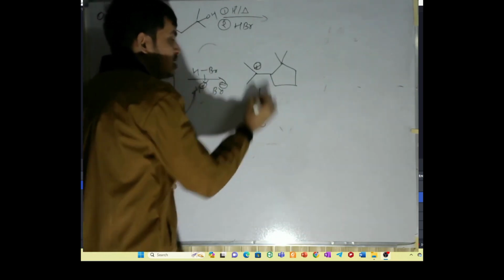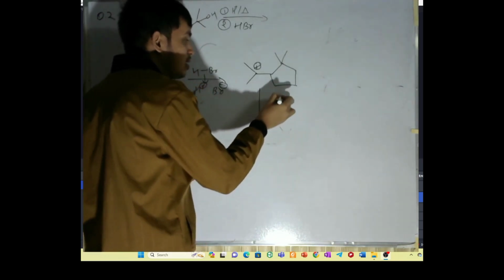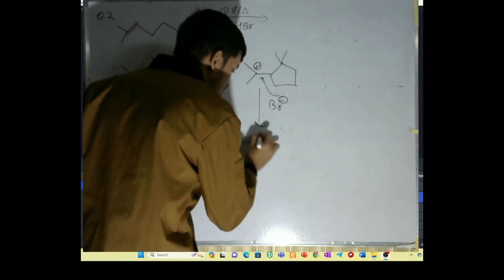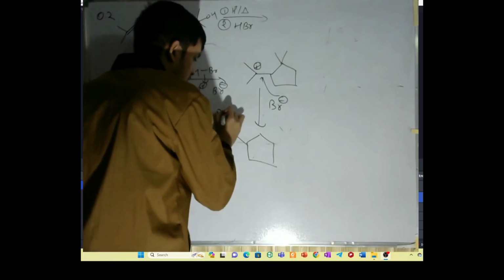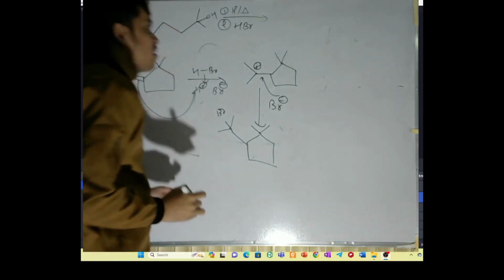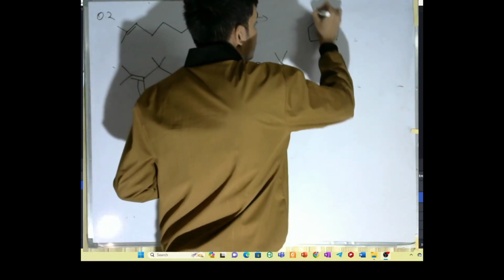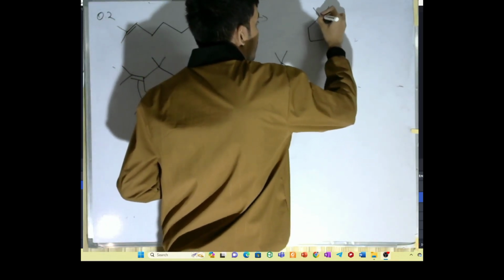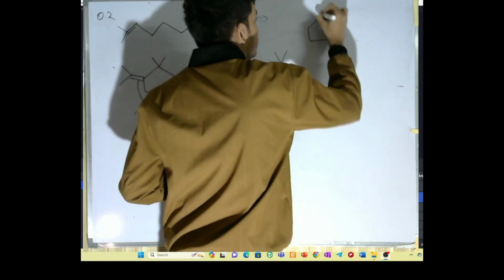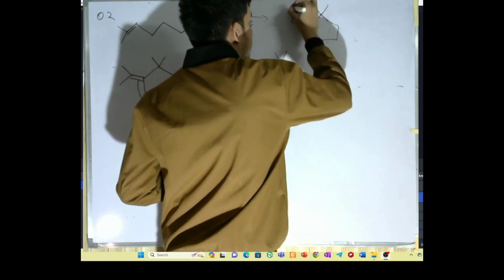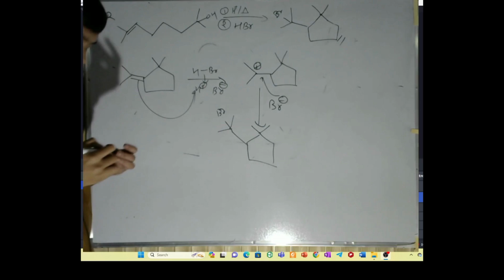Okay, so now at this carbocation, which is again an electron deficient center, the bromide ion will attack here, resulting in the final product, that is with Br. Okay, so this is our final product. Okay, so let's write it here. Okay, so this is the final product of this reaction.